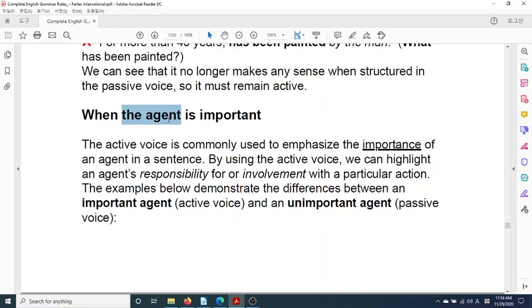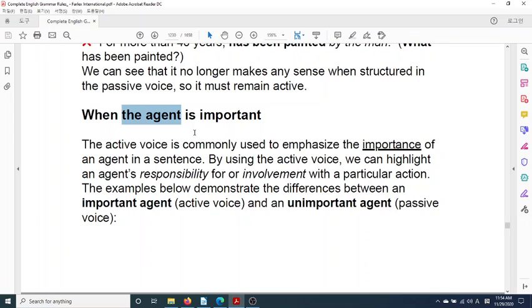When the agent is important. Remember, for passive voices, you can omit the agent. You can just get rid of that, and it still makes sense, right? The pizza that was eaten, right? That's still a sentence, right? This is the pizza that was eaten. We don't know who did the eating, but I mean, that's still a sentence.